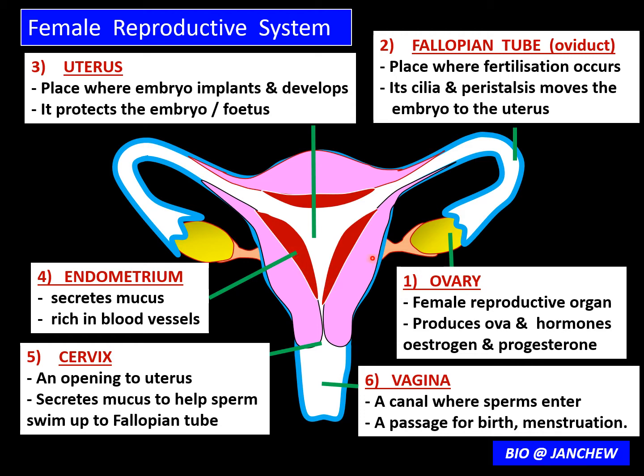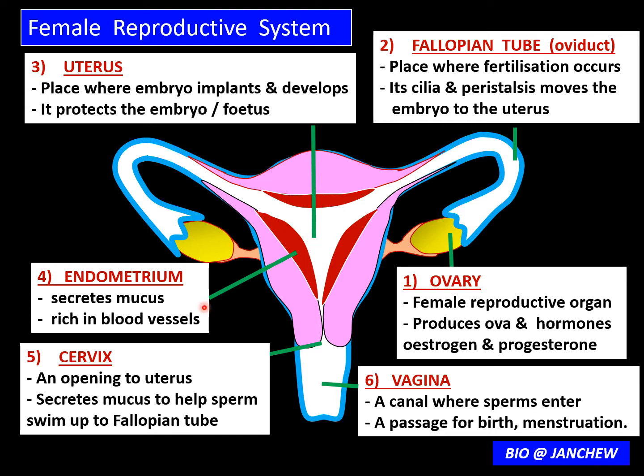Now, overall, the uterus is the place where the embryo develops during pregnancy. The uterus helps to protect the embryo or fetus, and it also produces an organ called the placenta, which is involved in the exchange of nutrients, oxygen, and waste products with the mother's blood. Okay, we'll be studying more about the placenta in the coming videos too.